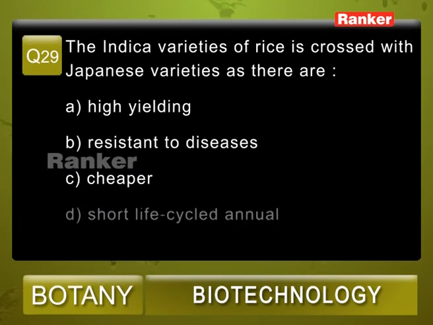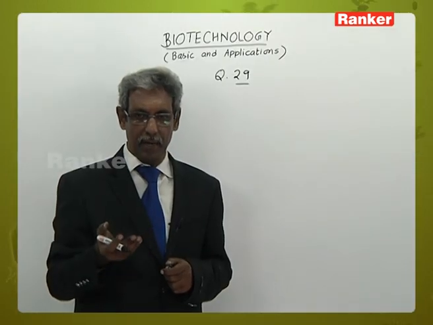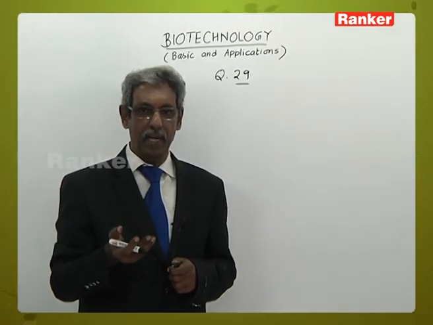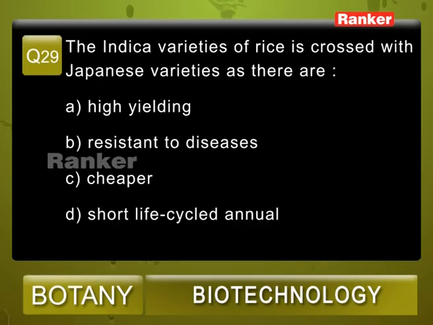The indica variety of rice is crossed with the Japanese variety as they are A. high yielding, B. resistant to disease, C. cheaper, D. short life cycle of an annual. Indian varieties have been crossed with Japanese varieties primarily for breeding for resistance to diseases. Hence, the right answer is B.